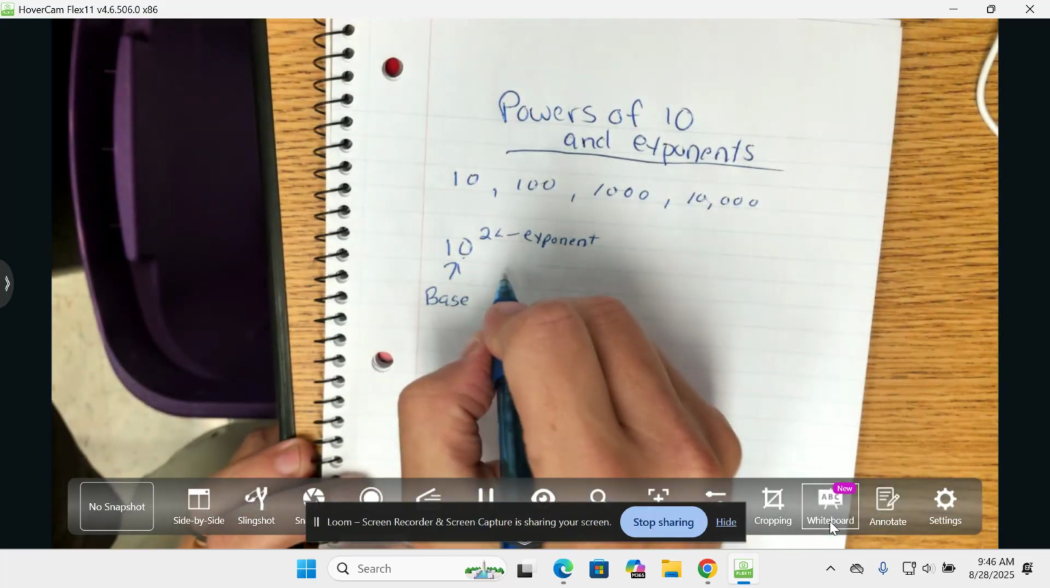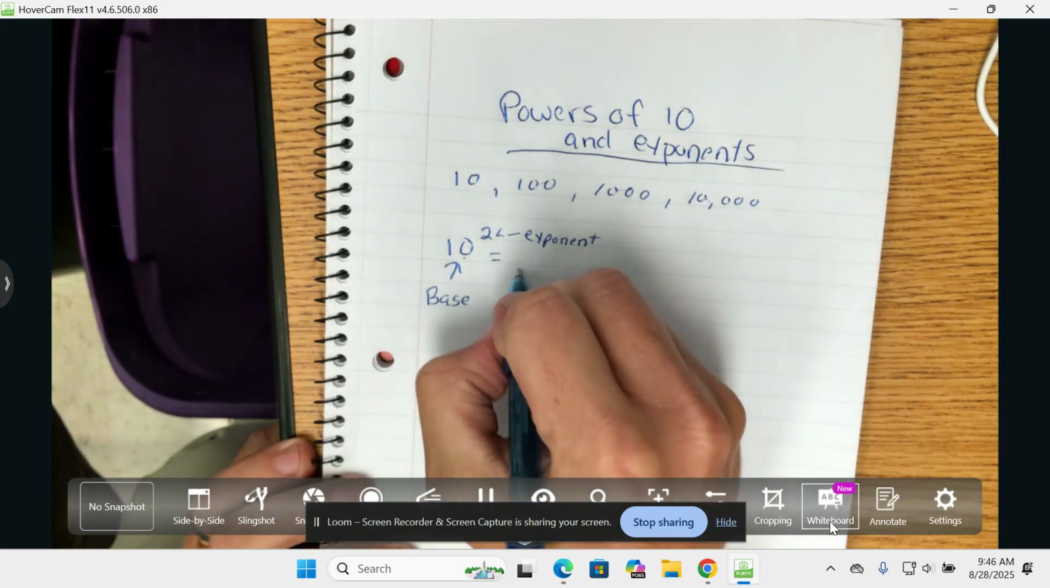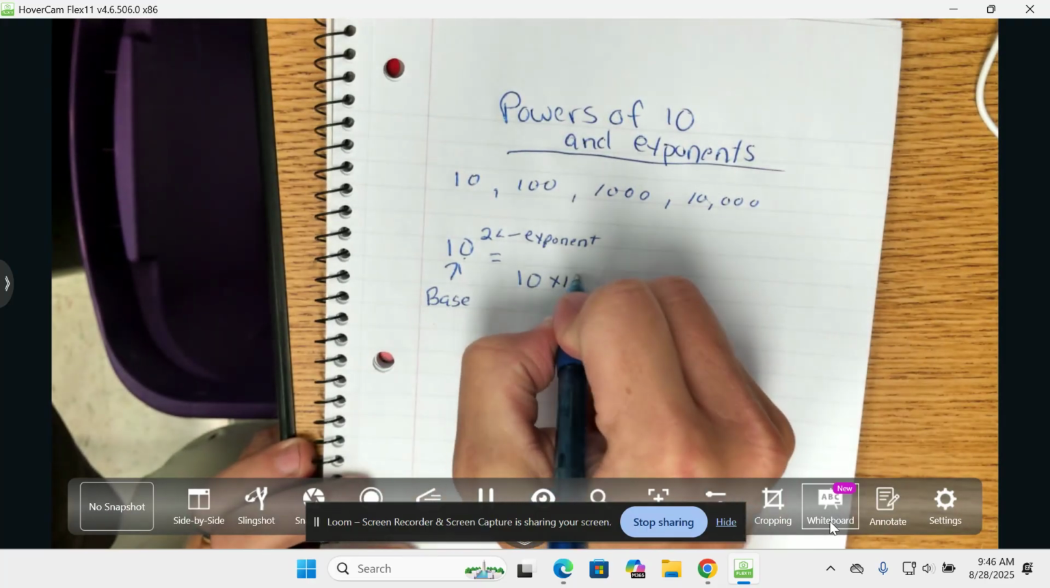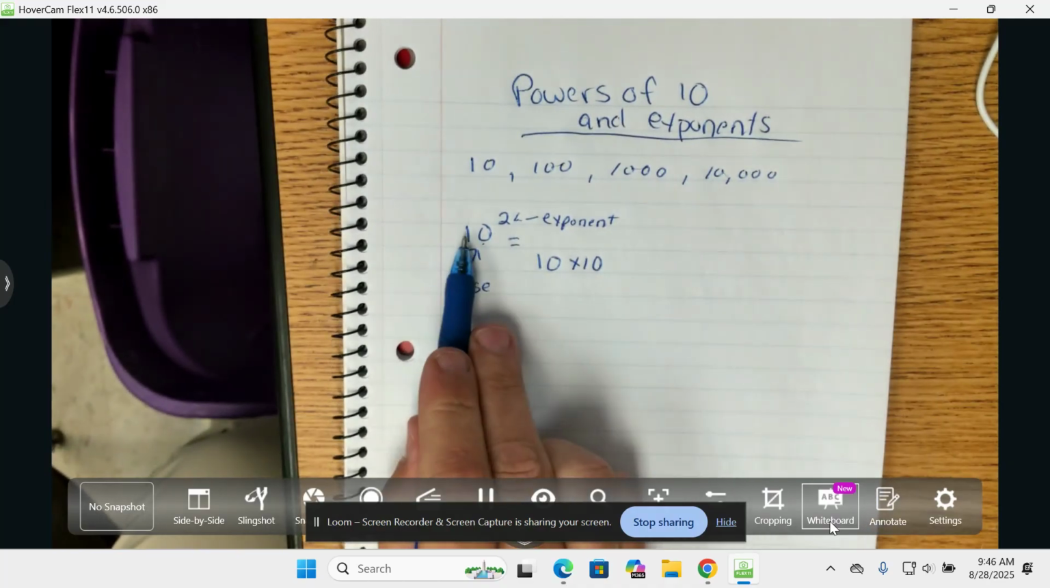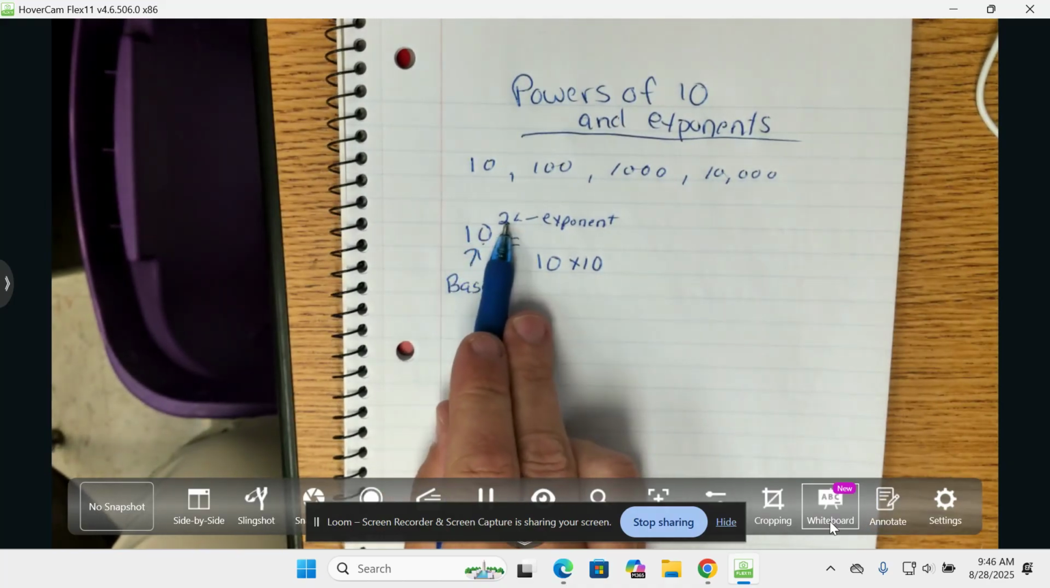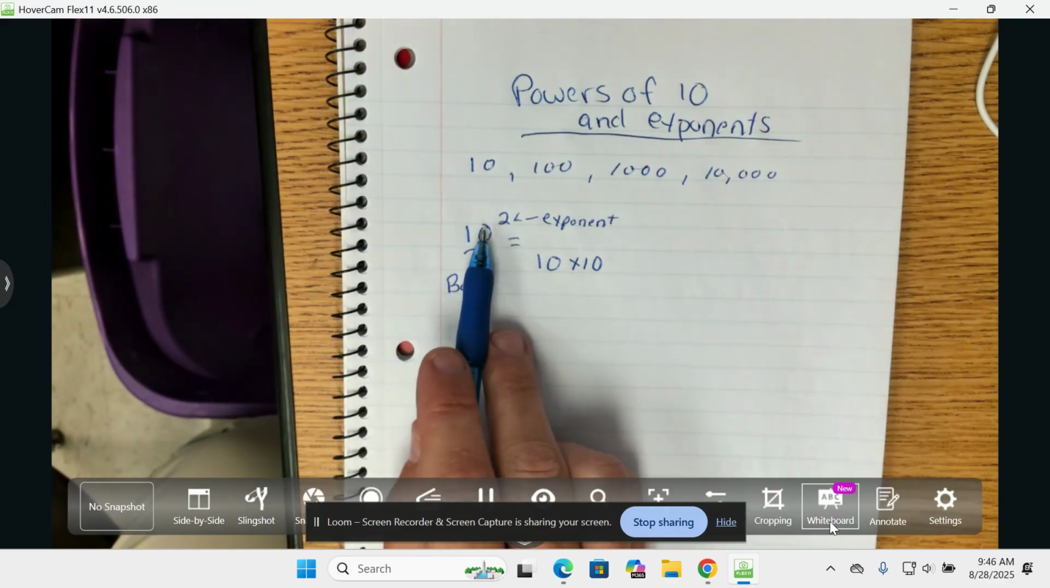So if you watch, this is what it is. It's 10 times 10. That's what this 10 to the second power means, and that's how you say that: 10 to the second power. Or remember, if it's a 2, you could say 10 squared. Okay? But that's all that means.